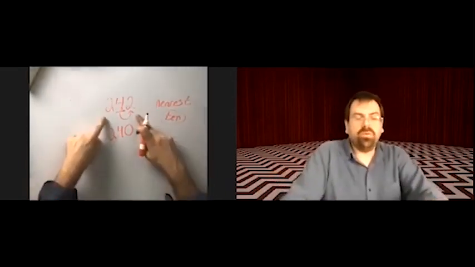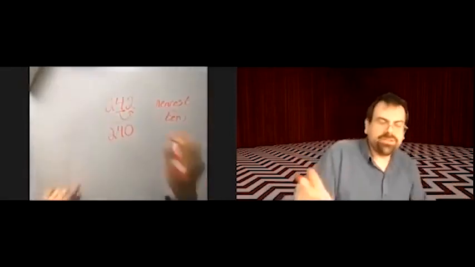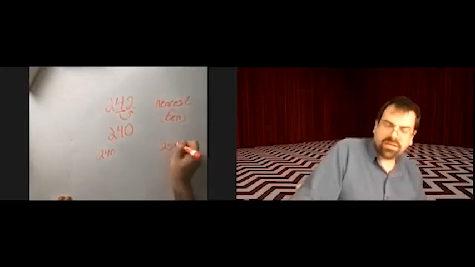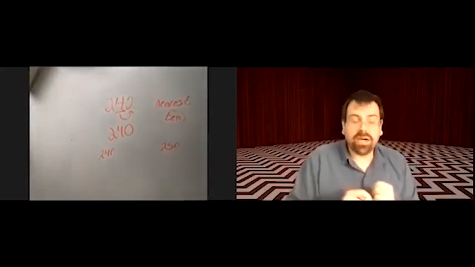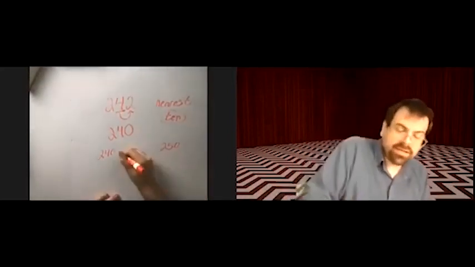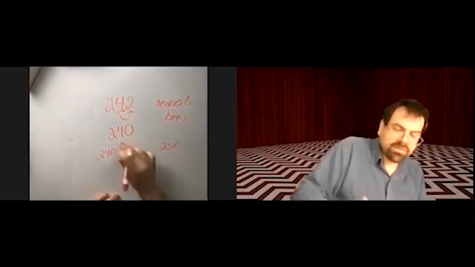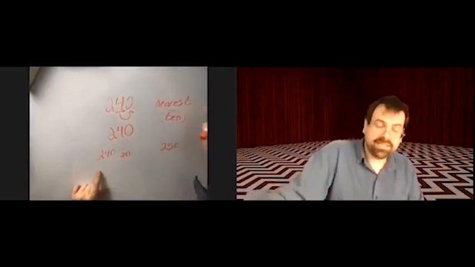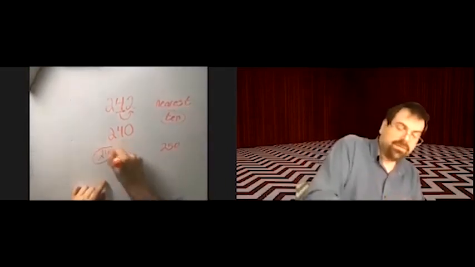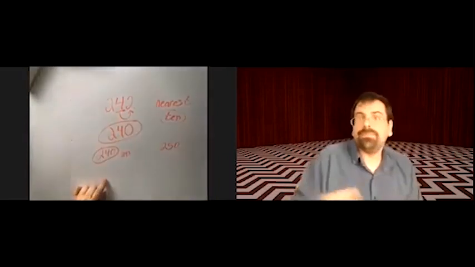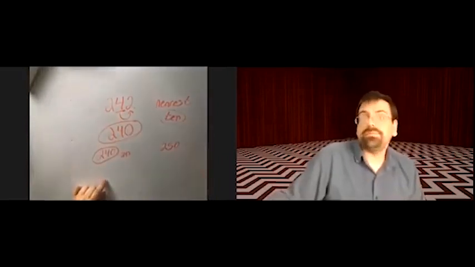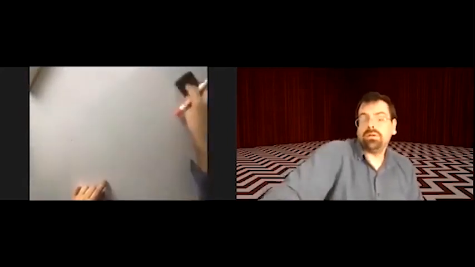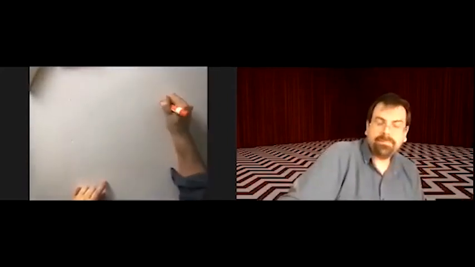Visually, what's happening here, what are the tens around 242? We would have 240. We would have 250. Visualize where 242 would be. It'd be closer to the 240. Literally, 240 is the nearest 10 to 242. Still nearest 10.